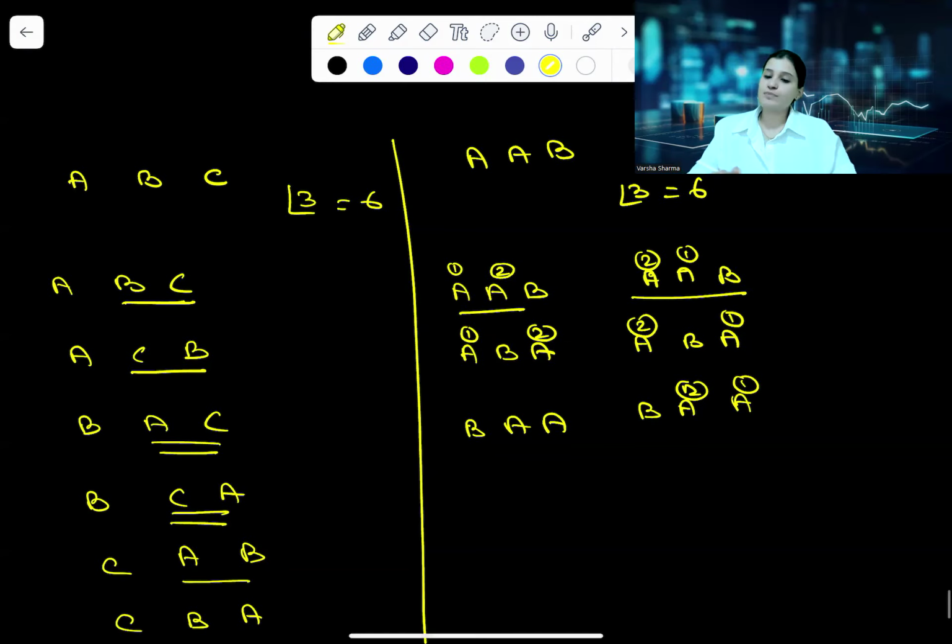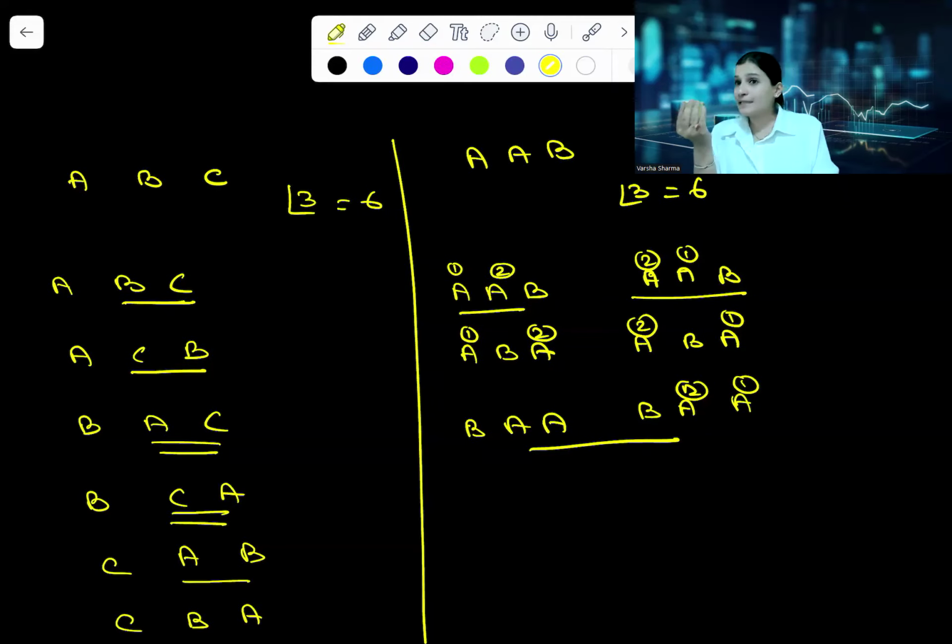Again, within these two, I'm counting out of two, only one. And here, out of two, again I'm counting only one. So what we are doing is, the letters that are repeated, the same letters, I'm not counting them again because they're not giving me another word. So instead of 6, we only have 3.